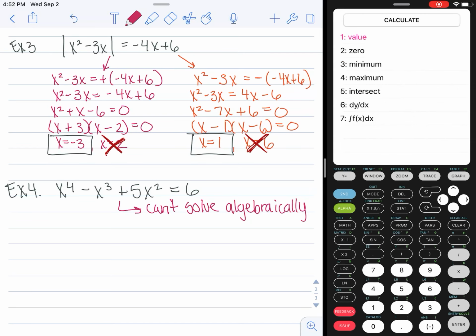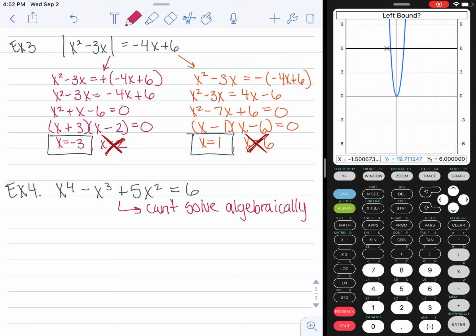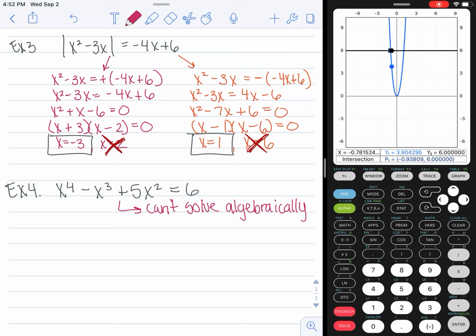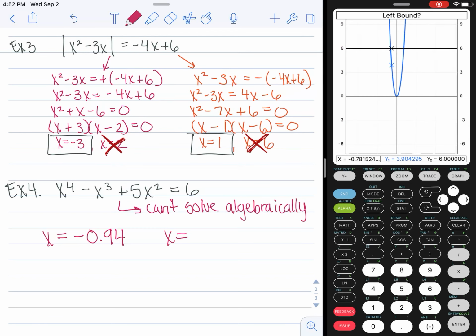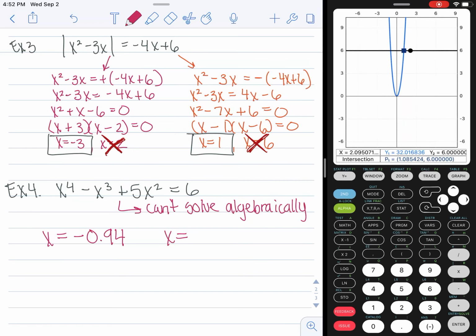Second calc, 5, enter, enter, and I'm going to go to the 100th for these. So x equals negative 0.94. And then I'm going to find the other intersection. So second trace 5, enter, enter, and I got it about 1.09. And I got both of our solutions.